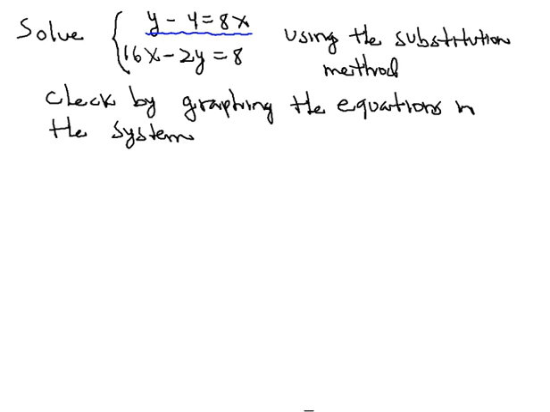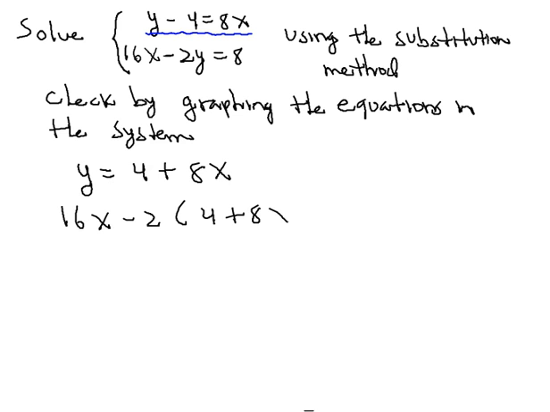Now you probably agree as you look at both equations it'll be easiest to solve the first equation for y. So let's do that. So we have then y is equal to 4 plus 8x. And what we'll do now is substitute that for y into the second equation. So we have then 16x minus 2 times the quantity 4 plus 8x is equal to 8. And now we'll distribute.